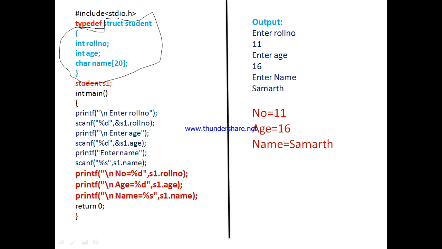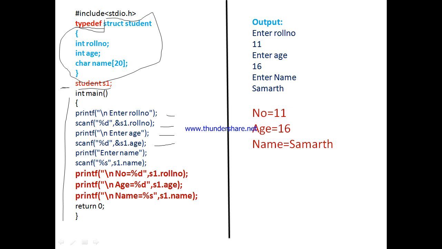So what happens when we define the variable? The variable is defined using just the data type, student s1. We are not using the struct keyword. The remaining part of this program is the same as in the previous video. Here we enter the number and store it into s1.roll number. Then we enter the age and store it into s1.age, which is an integer variable.